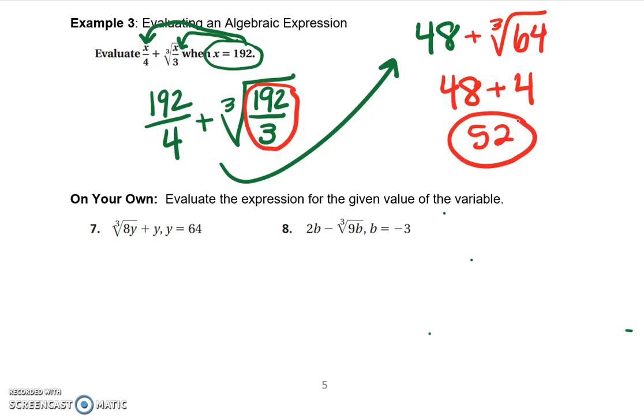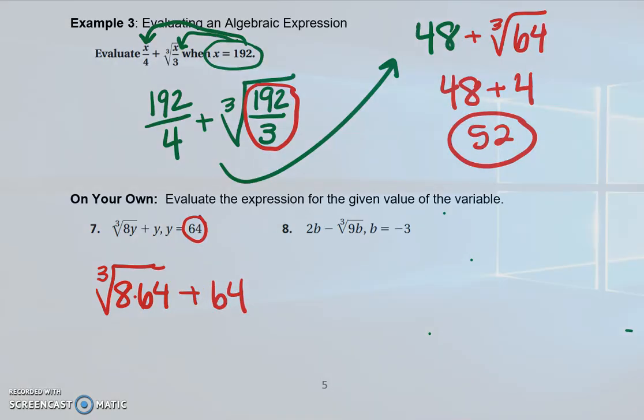On your own 7 and 8, some of these are kind of tricky, so be careful. You are plugging in 64. So this is going to be the cube root of 8 times 64 plus 64 again.